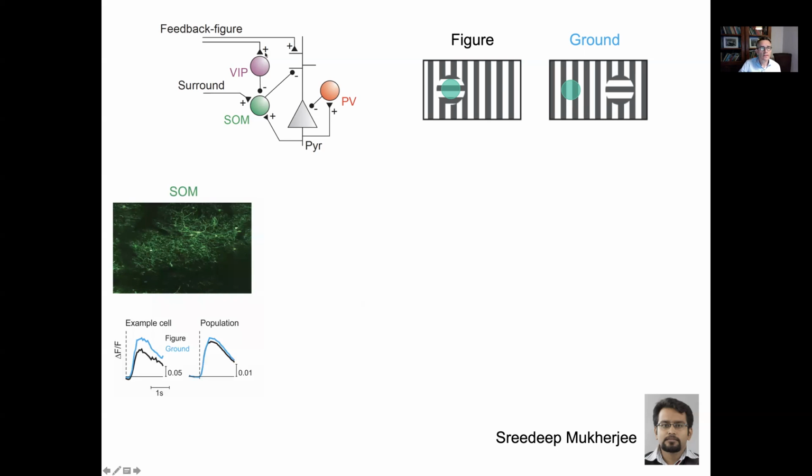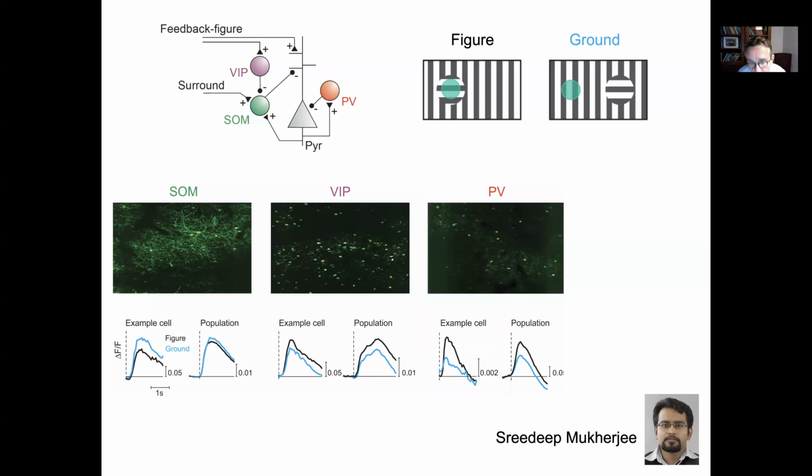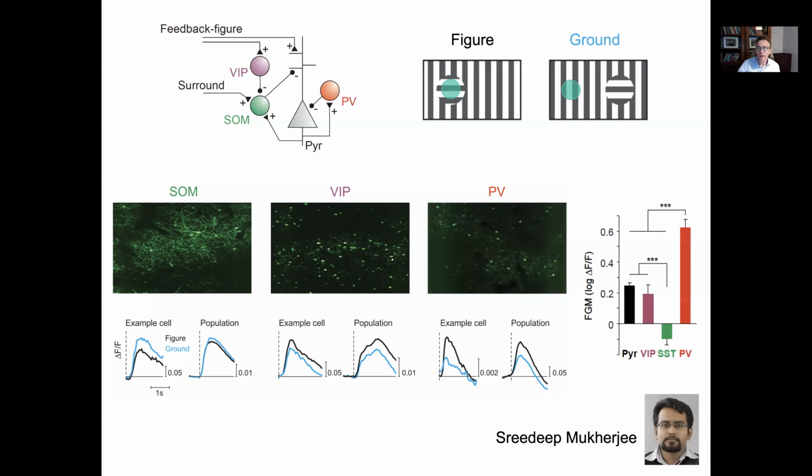Then we scrutinized the VIP neuron, which is thought to provide inhibition to the somatostatin cell at the figure location. So that one should have the normal figure ground modulation, which is what we observed. And we looked at the PV cell, and were surprised to see this, but actually it even had a very strong figure ground modulation. So more activity elicited by the figure than the background. And this is known from PV cells. They typically seem to do the same thing as the excitatory pyramidal cells.